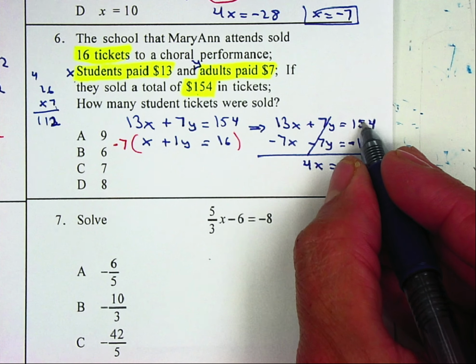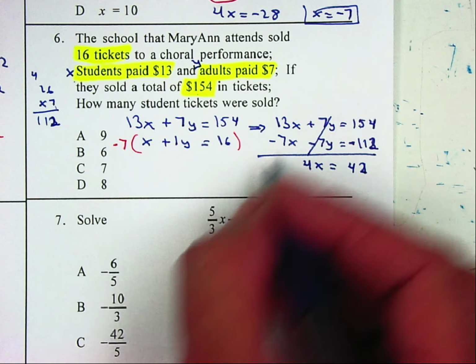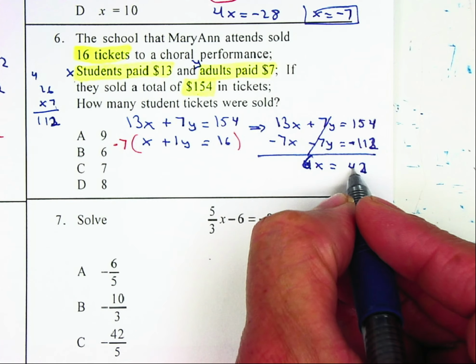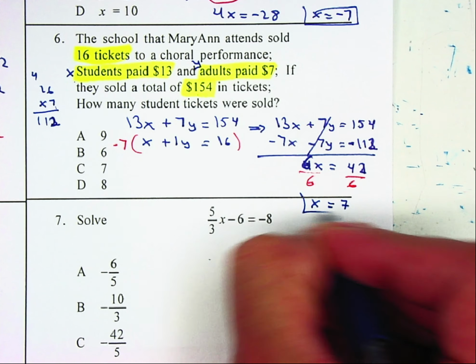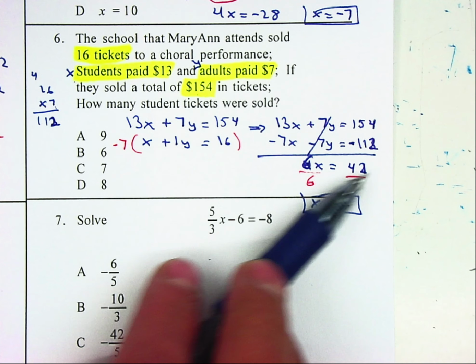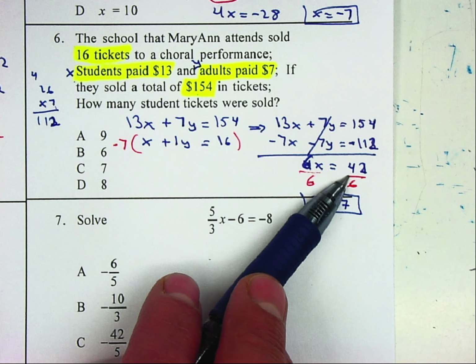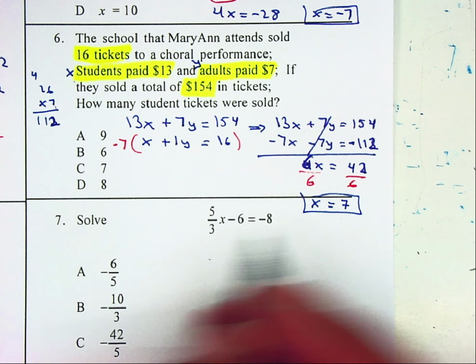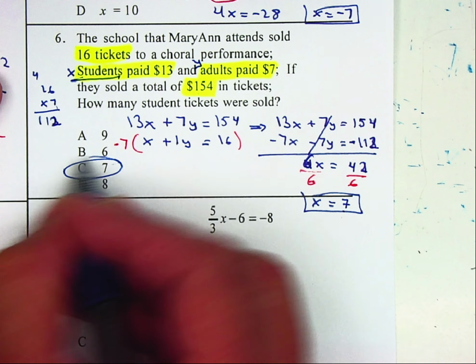So subtract gives me, and I did make another mistake, right? 13 minus 7 is 6x, equal to 42. Divide by 6, divide by 6, x is equal to 7. So just be careful with your multiplication and subtraction. You know that you should end up with a whole number. If you end up with a decimal, you know that you did something wrong, so you just need to go back and fix it. And now, 7 corresponds to the number of students. And that's what they're asking you for, so the answer is letter C.